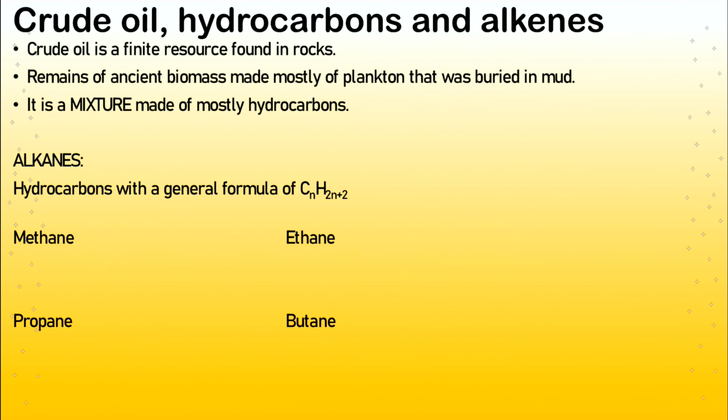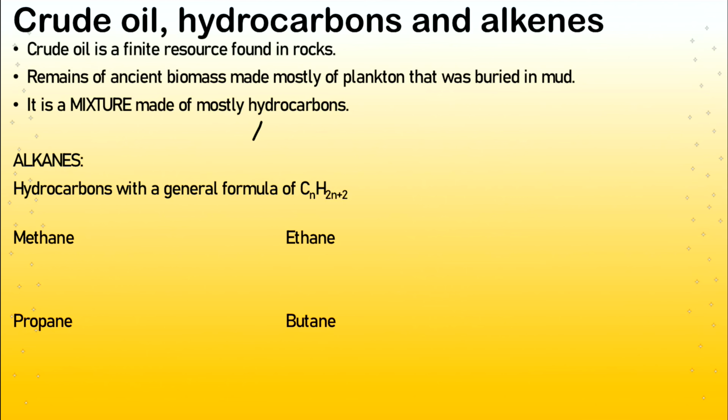So crude oil is a finite resource. It's not renewable, it's found in rocks usually, so we have to drill for it, and it's made from the remains of ancient biomass, usually from plankton that was buried in mud. We dig it out of the ground and it's a mixture. And this mixture is mainly made of hydrocarbons.